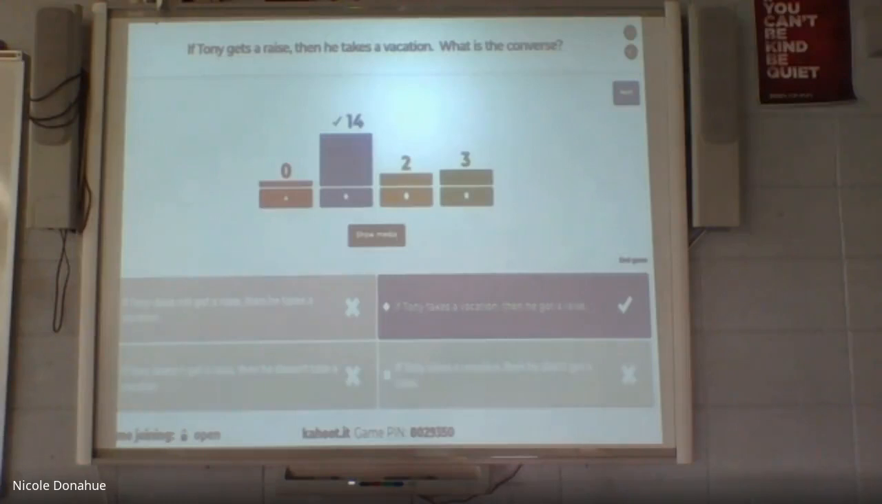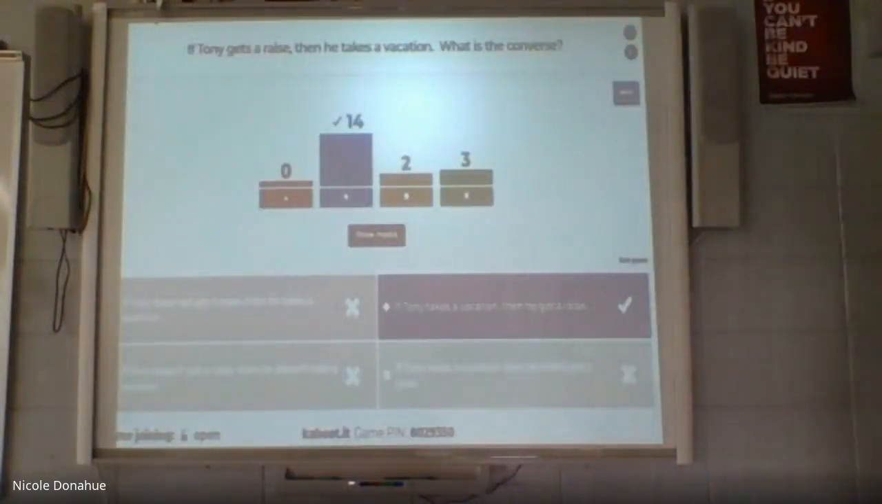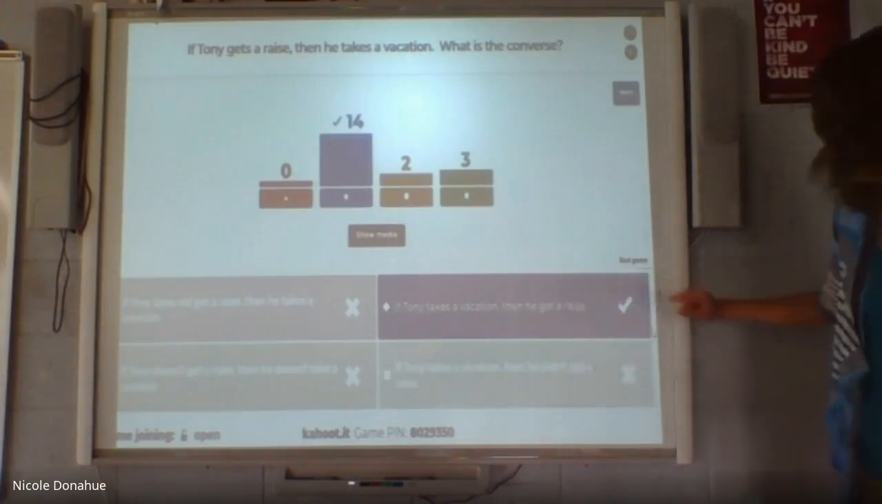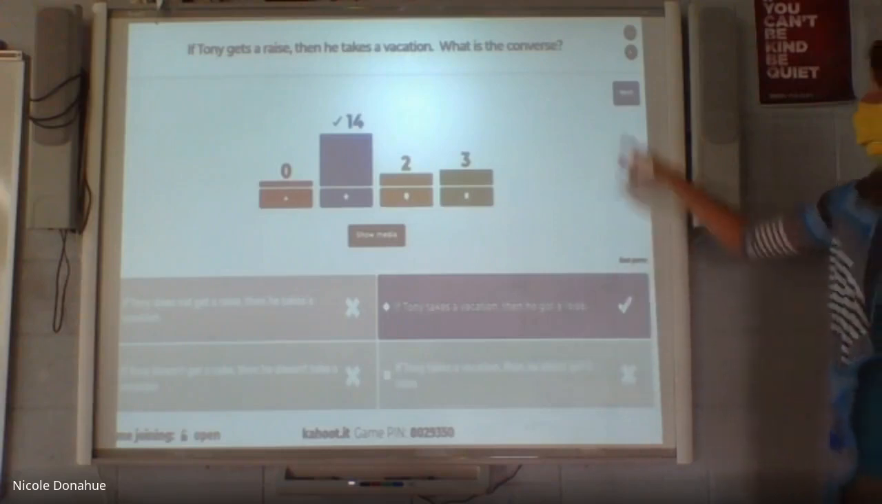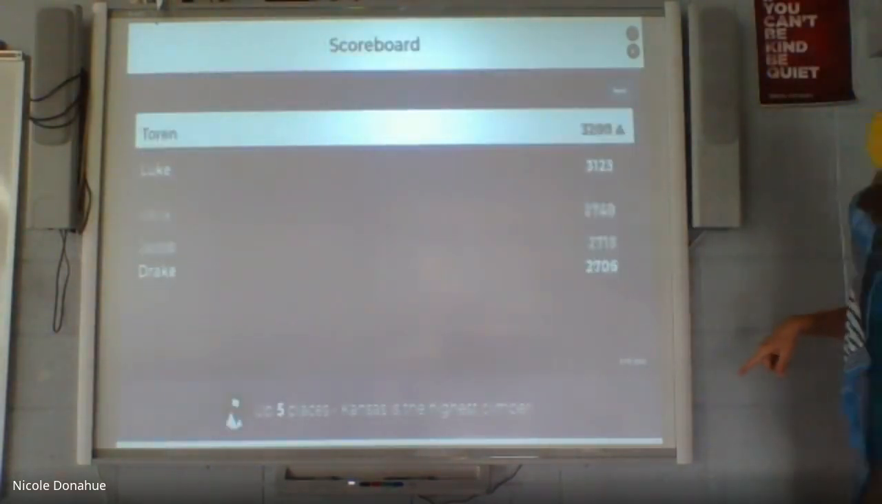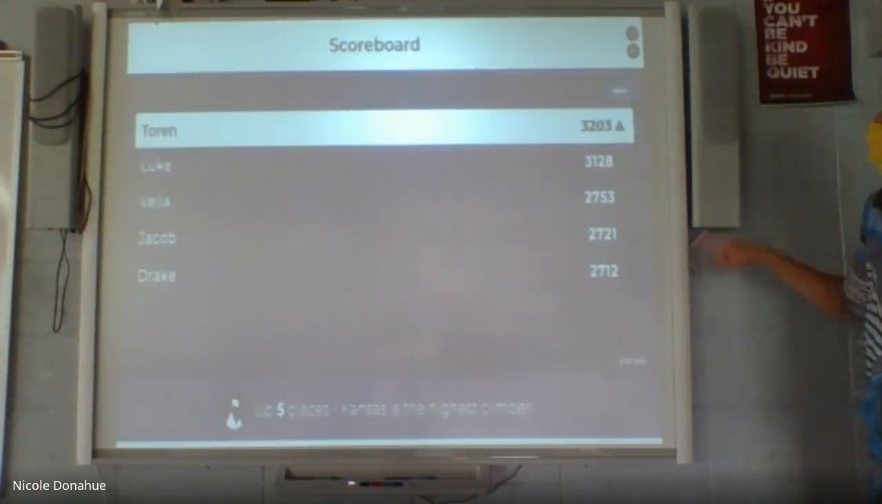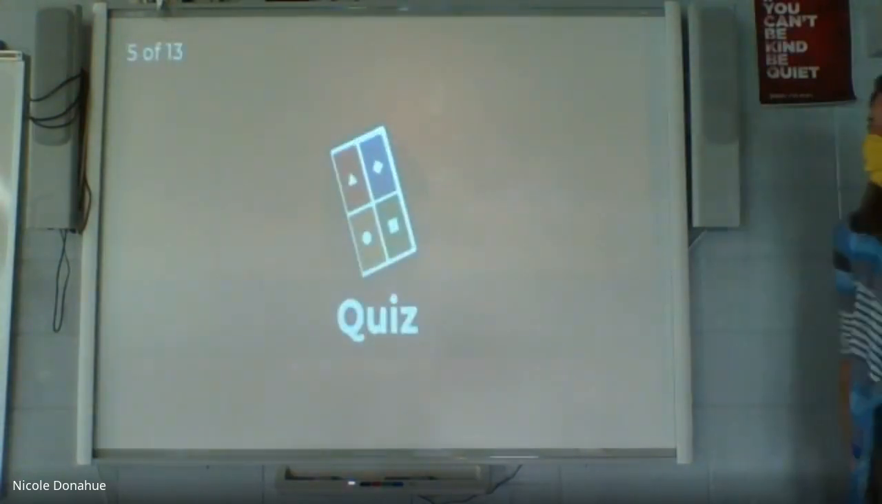So the converse is when you flip the if-then parts, and again, remember the converse is one of them that just might not make sense. If Tony takes a vacation, then he gets a raise. It'd be sweet if that happens. Typically, that's not the case. Jobs might not even like that you're taking a vacation. So again, that doesn't necessarily have to be true. Don't let that throw you off.